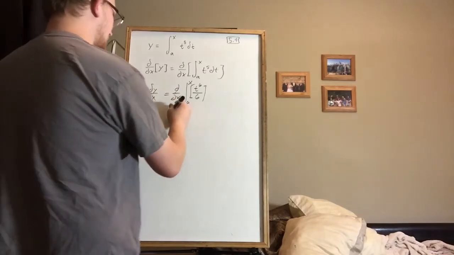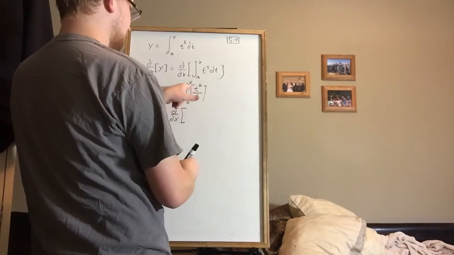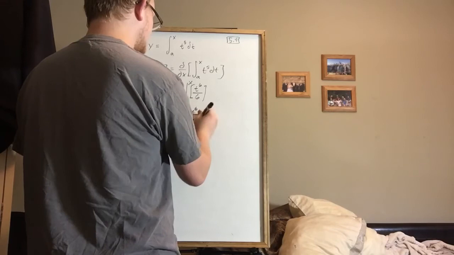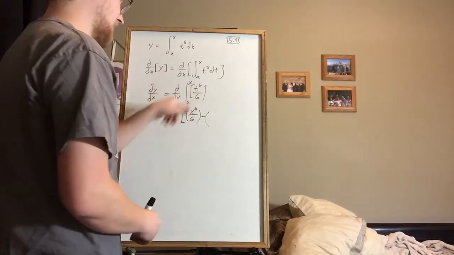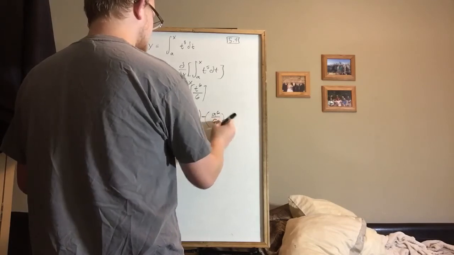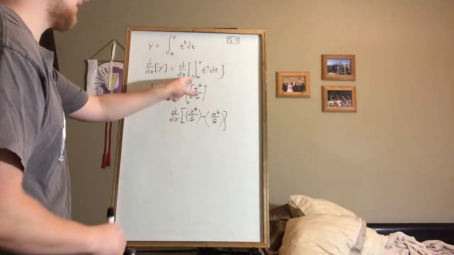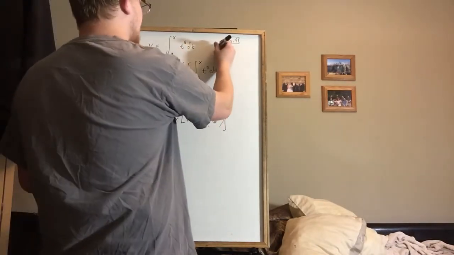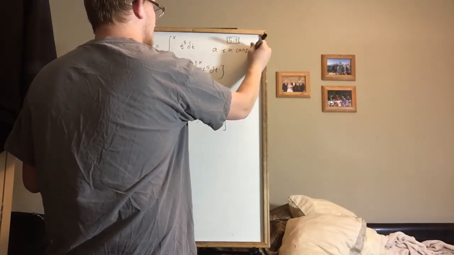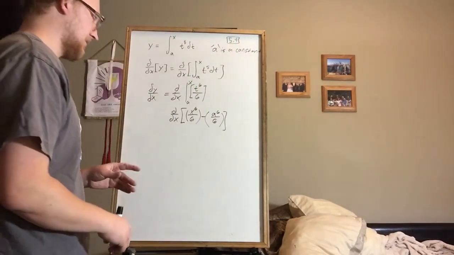Now I can plug in my bounds. And so you see my first bound is x, so I'll end up with x to the sixth over 6. And then I'll subtract when I plug in my lower bound, which is going to be a to the sixth over 6. And by the way, I'd like to say right now that a is a constant. And that's important that a is a constant for this first part of the fundamental theorem.